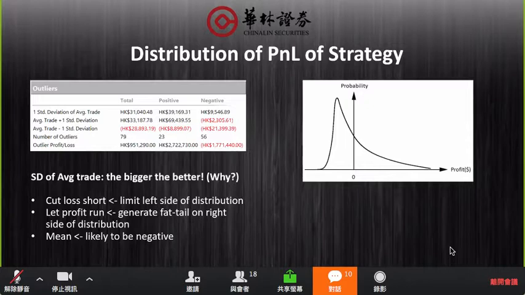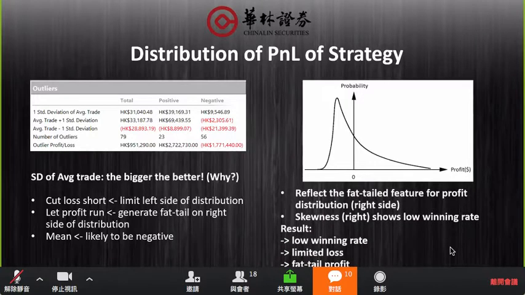All right. So if your trading strategy is a typical trend following strategy, when you plot, let's say, your per trade P&L in the distribution, you get a distribution chart like this. Then it actually reflects the fat tail feature of the profit distribution on the right-hand side. The skewness to the right-hand side is also showing a low winning rate, because I assume the mean or the mode of this graph will quite often be negative, on the left-hand side of the zero. So it means low winning ratio, limited loss, and also fat tail profit. This is what you're trying to achieve when you're trading a trend following strategy.